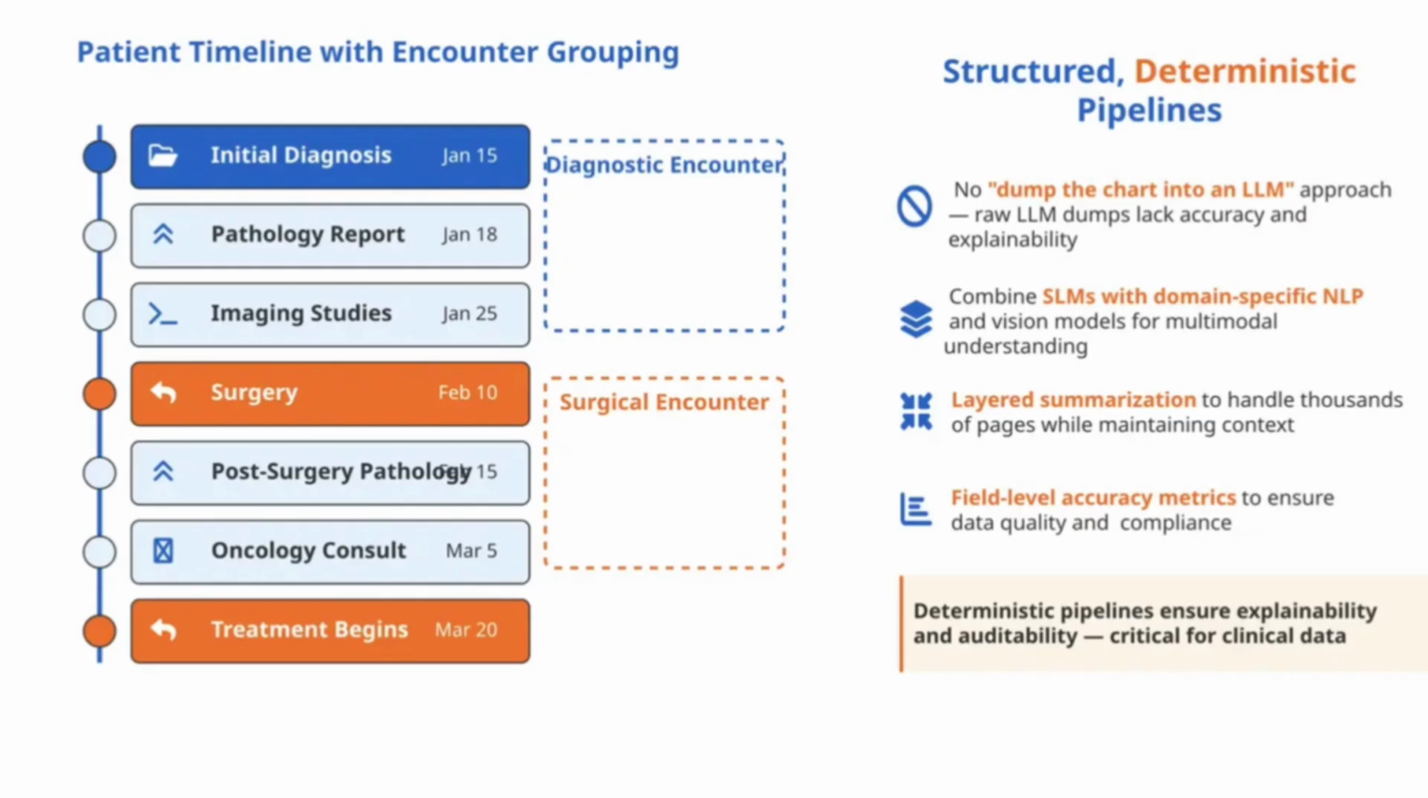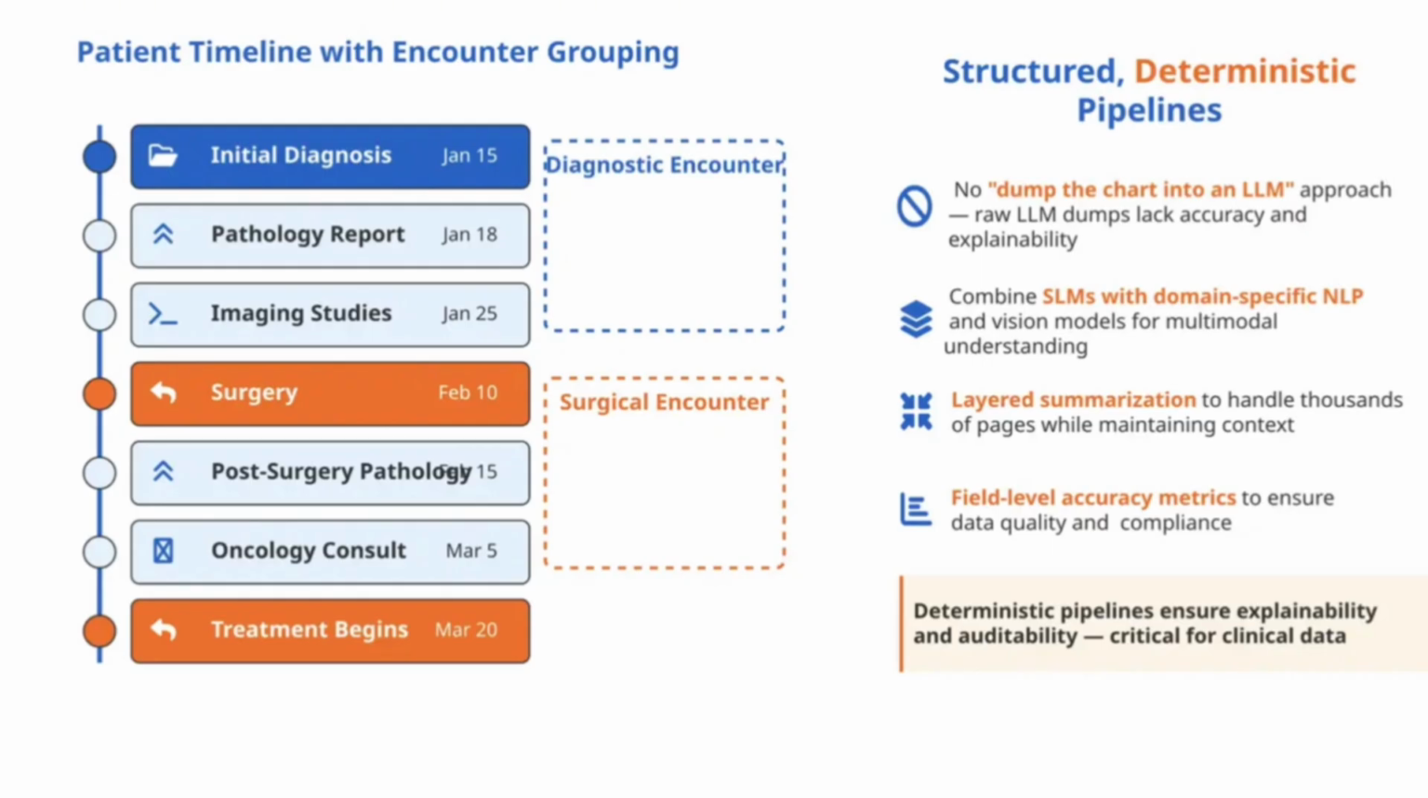That's why we use a hybrid approach, combining domain-specific NLP models, small language models, and multimodal vision models to process each type of document in a different way, rather than putting them all into one single LLM, because it's also easy to debug if you use a layered system. We use layered summarization and apply field level accuracy metrics to ensure compliance.